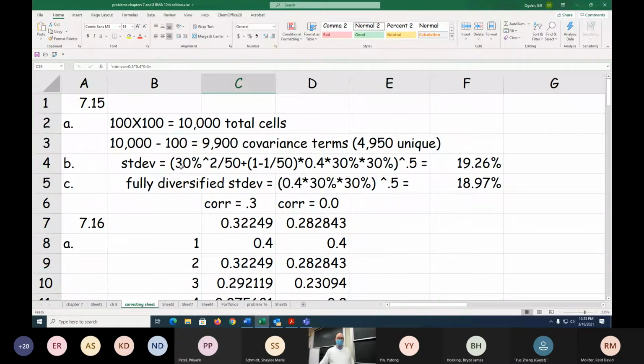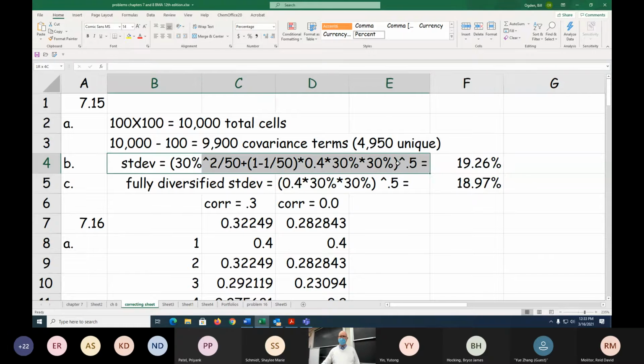Then the standard deviation, here's our equation. We take the average variance, so the standard deviation here was 30%, so the variance would be 30% squared, divided by n, plus 1 minus 1 over n, times the average correlation times the products of the standard deviations. For this one, I get 19.26%.